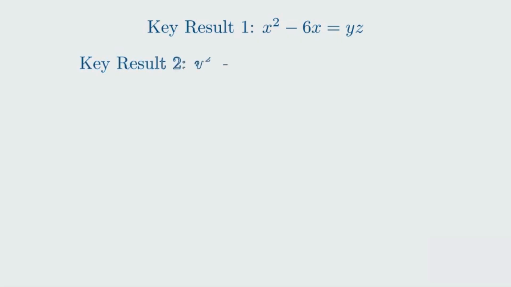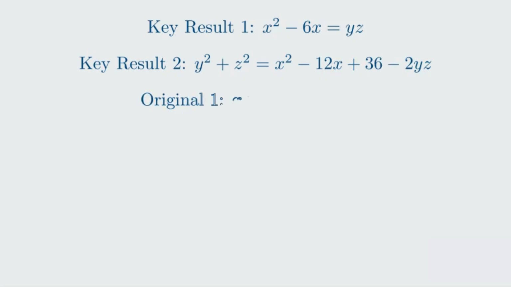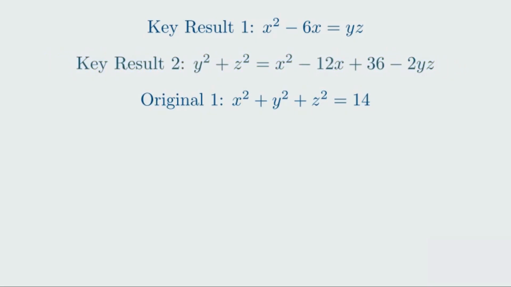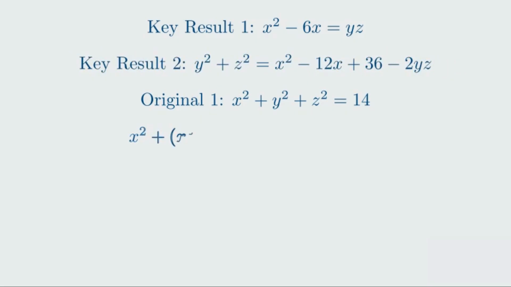Let's put the two key results we found side by side. First, we have our relationship from the substitution, x squared minus 6x equals yz. Second, we have the identity from the squared equation, y squared plus z squared equals x squared minus 12x plus 36 minus 2yz. Now we can use our original quadratic equation to tie it all together. Remember the first equation, x squared plus y squared plus z squared equals 14. Let's substitute our expression for y squared plus z squared from key result 2 into the original equation. This gives us x squared plus the expression for y squared plus z squared equals 14. This equation now contains only x and yz.